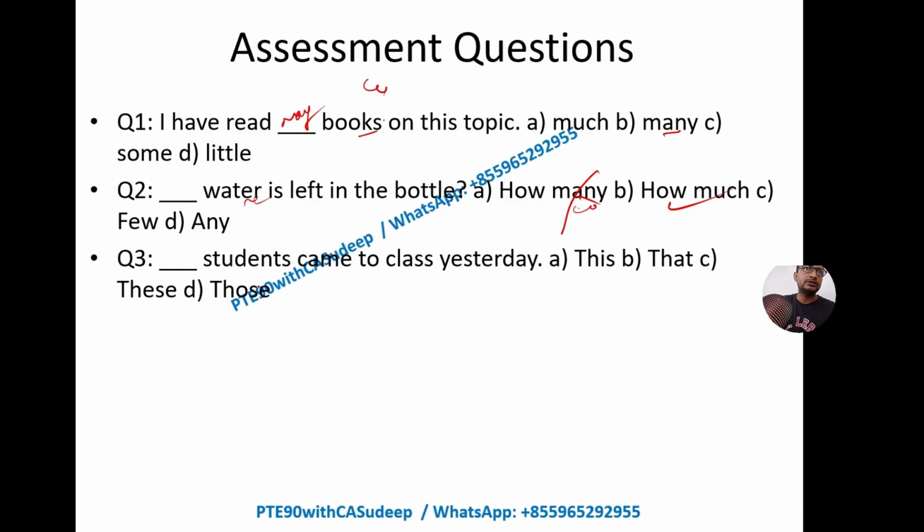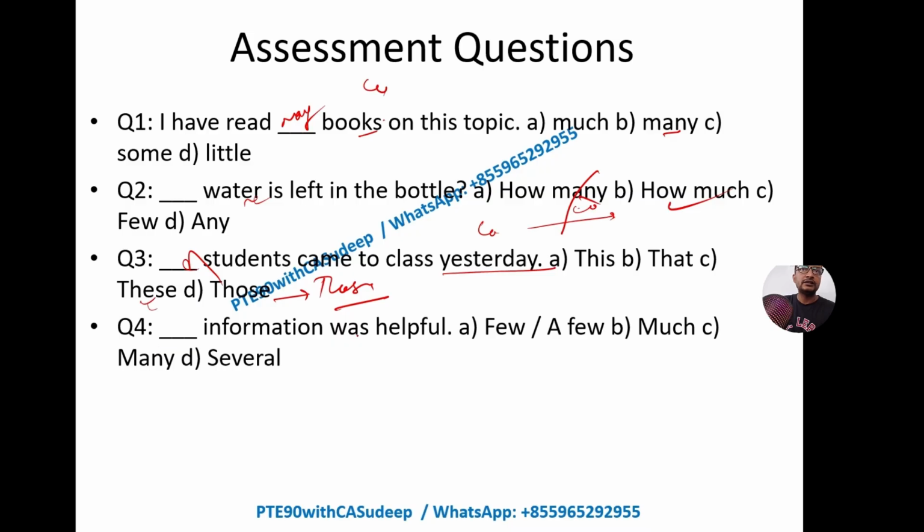And then, "dash student came last class yesterday." This, that, these, those. Yesterday is a long period, right? So now, those students. Those is far and plural. Right? Those is far and plural.